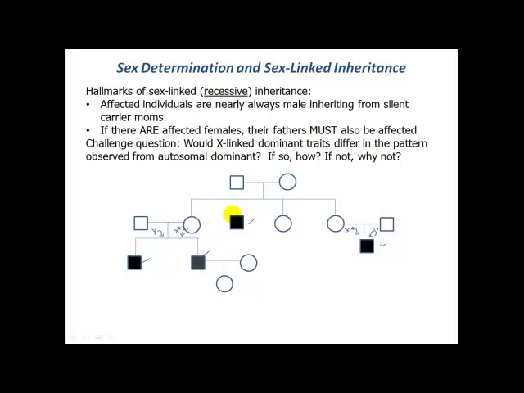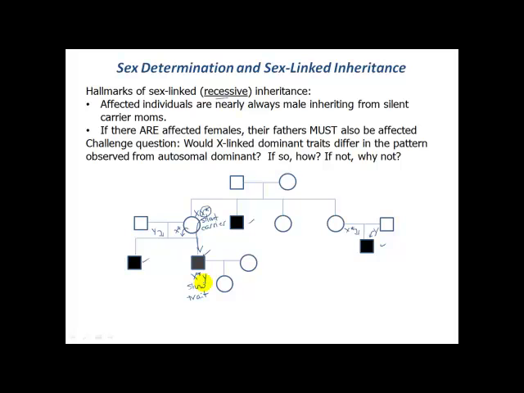Now, is mom going to show the trait? Probably not if it's a recessive trait, because mom will probably have a heterozygous genotype where she has one bad X and one good X, and so she will be a silent carrier for whatever this X-linked trait is. But in passing this bad X on to her son, he now only has one X chromosome, and he's going to show this trait, whereas mom didn't.